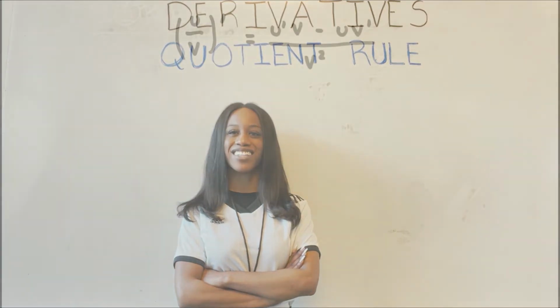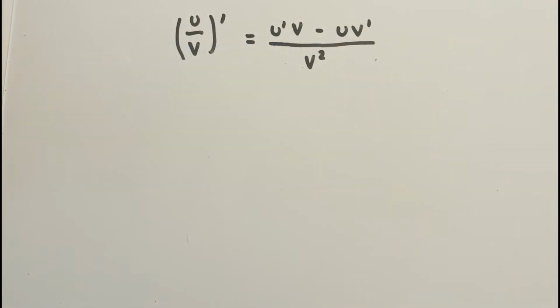Let's get started. Quotient rule is used to find the derivative of a function that includes division. So let's go over the quotient rule formula. It is the derivative of u over v, where u represents the numerator of our function and v represents the denominator, equals the derivative of u times v minus u times the derivative of v all over v squared.